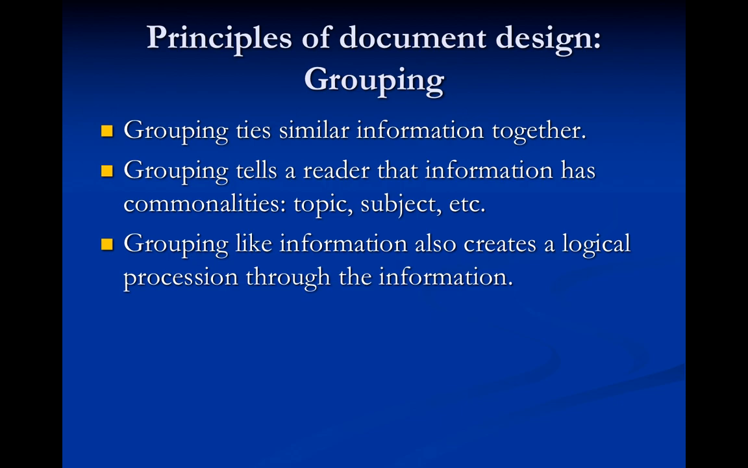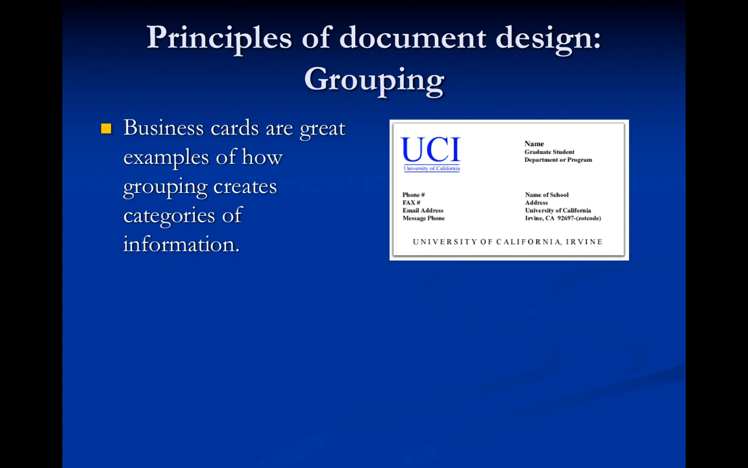Okay? Things that are far apart, our eye automatically understands is unrelated, okay, or is less similar to those things that are combined, right? So what we want to do is we want to make sure that information that is somehow related is closer together than information that is not related. How do we do that? Here's some quick examples through a business card.